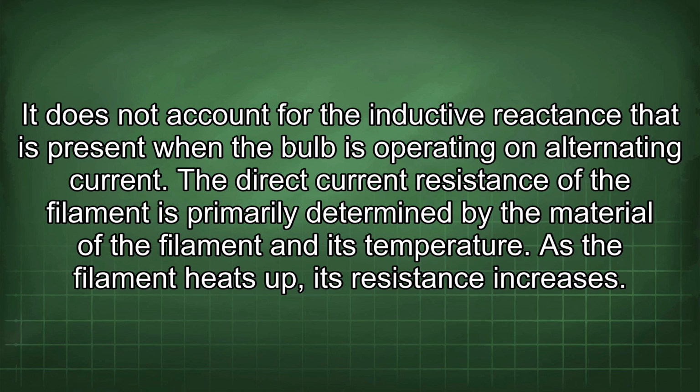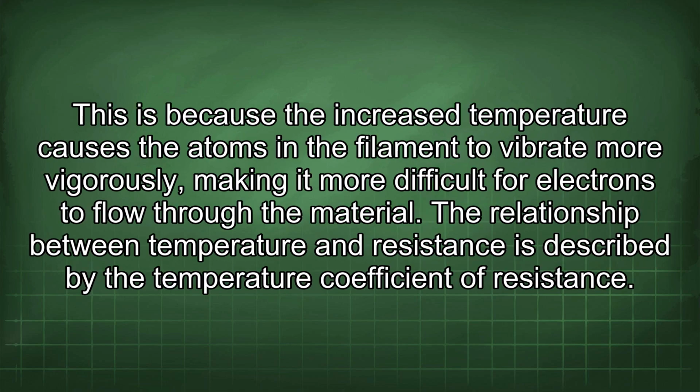The direct current resistance of the filament is primarily determined by the material of the filament and its temperature. As the filament heats up, its resistance increases. This is because the increased temperature causes the atoms in the filament to vibrate more vigorously, making it more difficult for electrons to flow through the material. The relationship between temperature and resistance is described by the temperature coefficient of resistance.